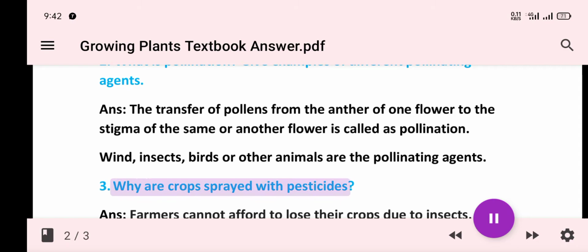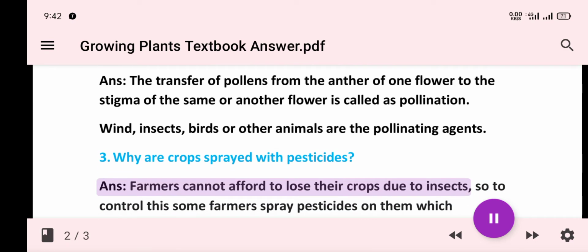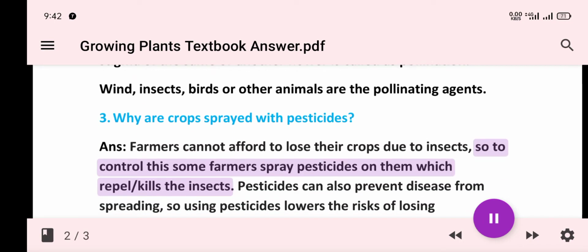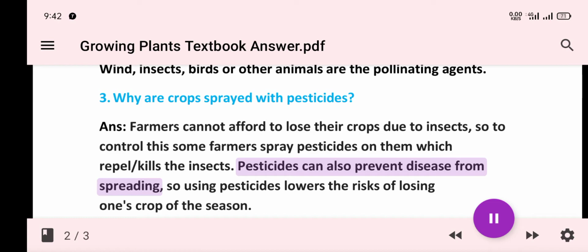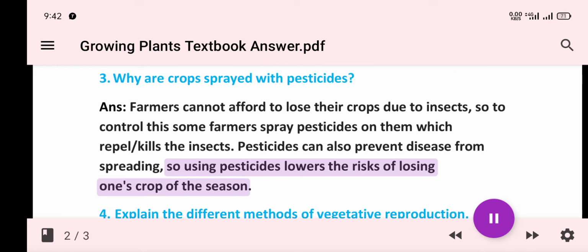3. Why are crops sprayed with pesticide? Ans. Farmers cannot afford to lose their crops due to insects, so to control this some farmers spray pesticide on them, which kills the insects. Pesticide can also prevent disease from spreading, so using pesticide lowers the risks of losing one's crop of the season.